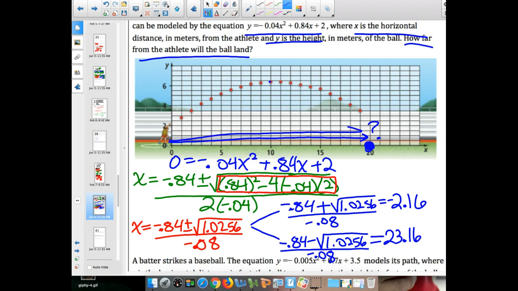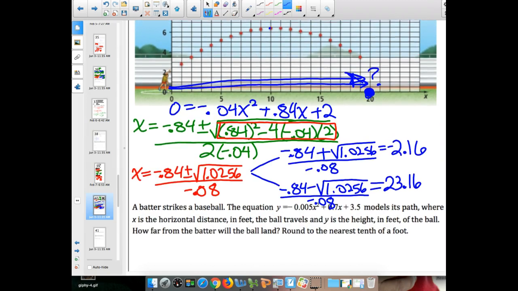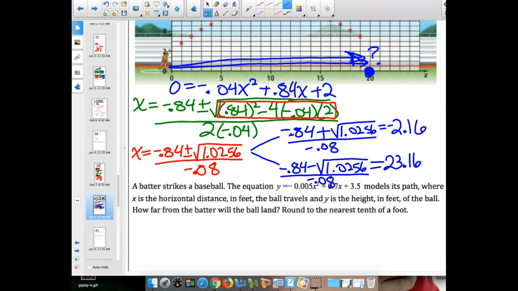Okay, so this first answer says negative 2.16. Can a ball travel negative 2.16? No, it cannot. So today on your word problems, the negatives are not possible. So this 23.16, is that how far a ball can go? Yes, someone can throw a ball 23.16 feet. Oh, yep, and now also make sure you label it with feet, okay?